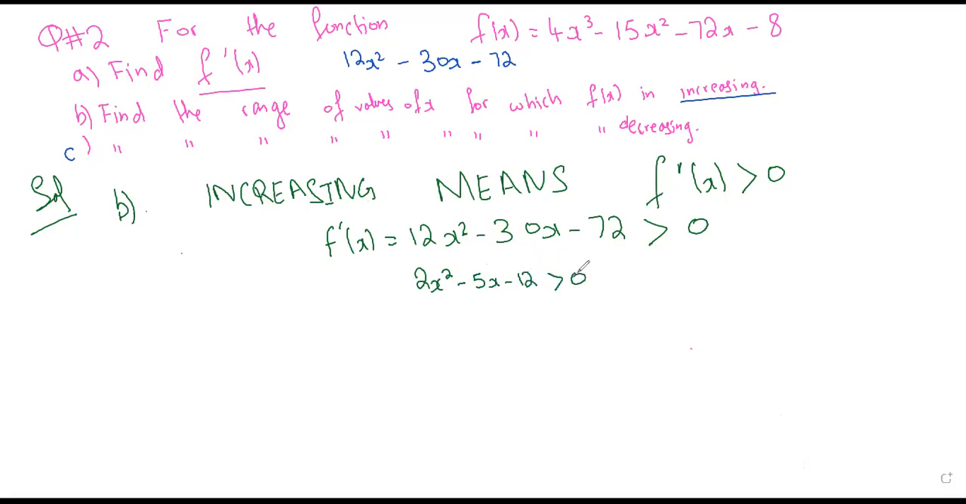Yes. So we need two factors, two numbers, such that when we multiply them, we get minus 24, and when we add them, we get minus 5. So what do you think?